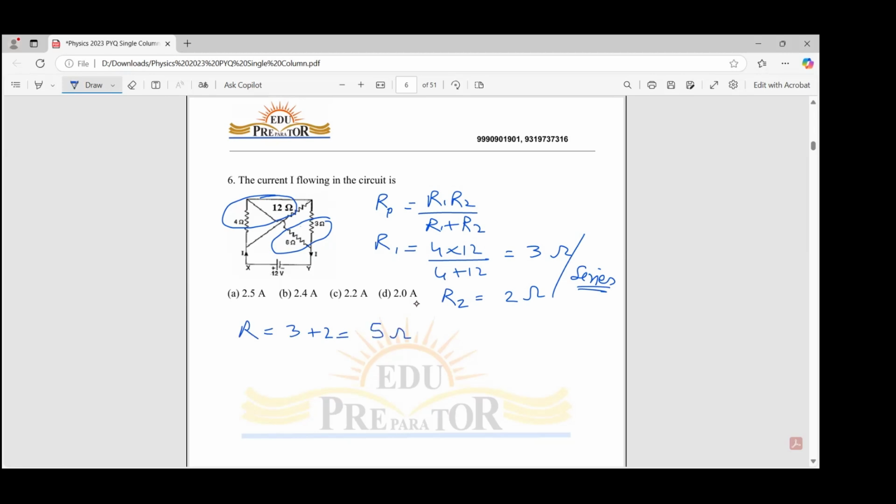So as you have 5 ohm net resistance, the question says find the value of current in the circuit. So current is Ohm's law, I is equal to V by R. V is 12, that is 12 by 5. Simplified, that makes 2.4 ampere, making B our correct answer.